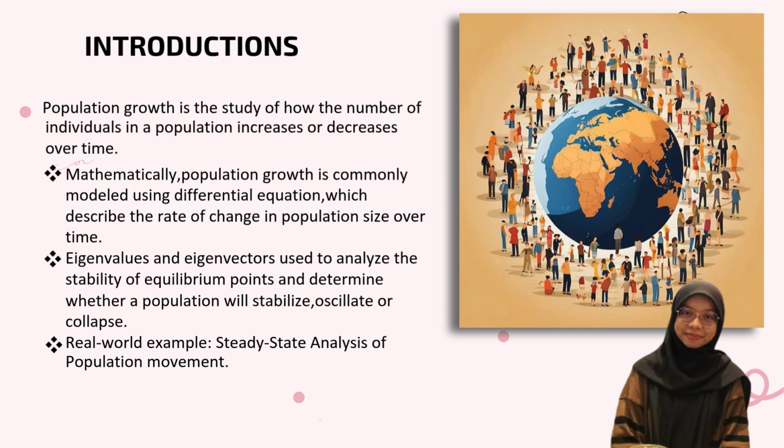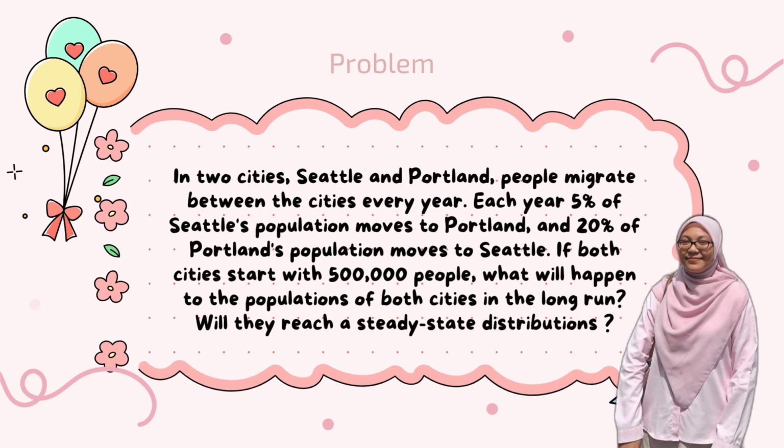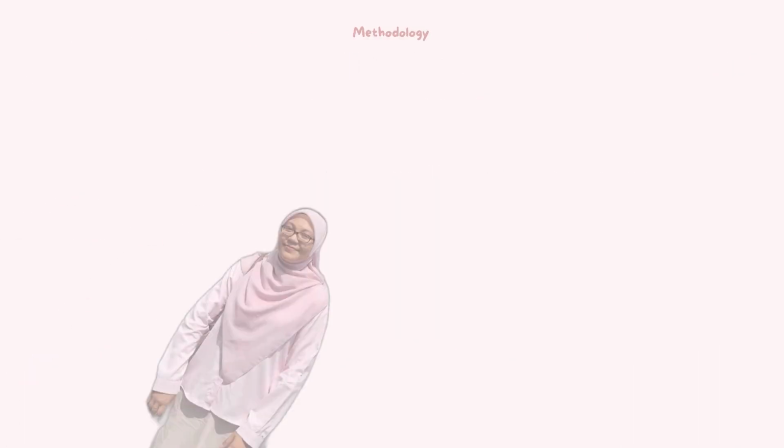For a real-world example, we choose the steady-state analysis of population movement. In two cities, Seattle and Portland, people migrate between the cities every year. Each year, 5% of Seattle's population moves to Portland and 20% of Portland's population moves to Seattle. If both cities start with 500,000 people, what will happen to the population of both cities in the long run? Will they reach a steady state distribution?